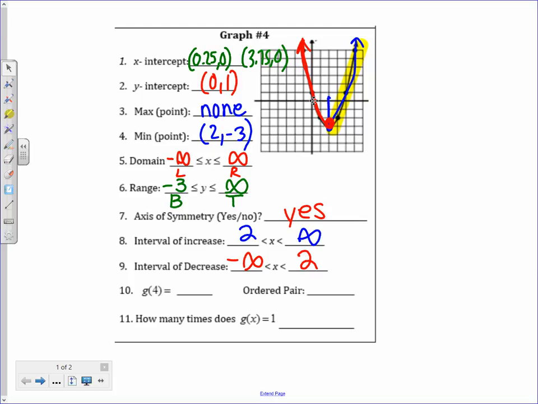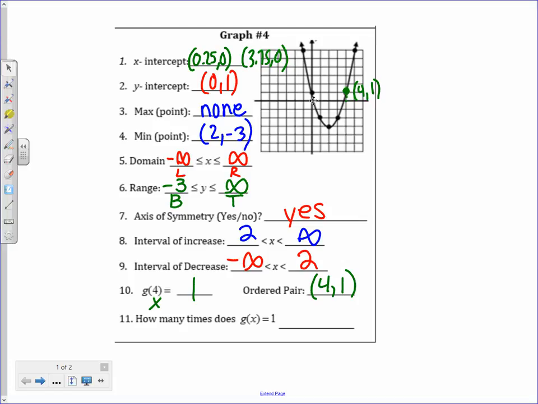Now let's do some function notation. I'm trying to find g of 4. 4 is in the parentheses, so it's an x value. So I go to where x equals 1, 2, 3, 4, and I go up to the graph. That 4 for the x appears to give me an output of 1. So g of 4 equals 1. I write that as an ordered pair as 4, 1.